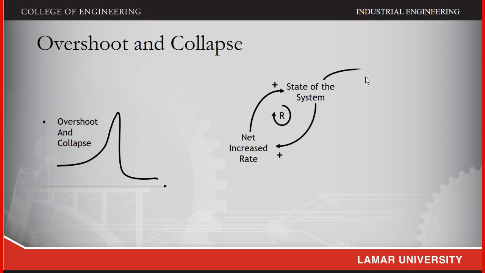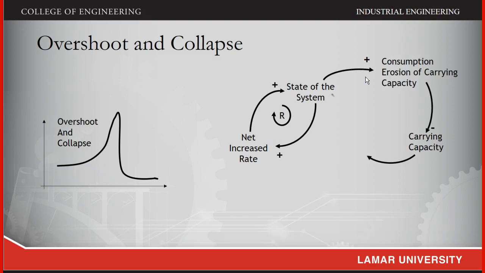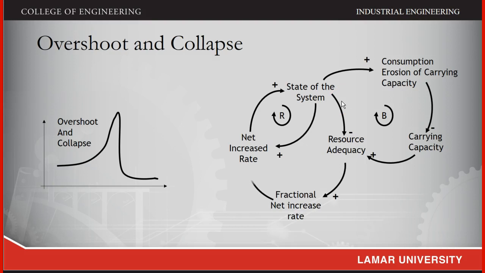But now the carrying capacity of the system is reduced by the state of the system. In other words, the carrying capacity is not sustained, and because of that we are losing carrying capacity in the long run, jeopardizing the possibility of the system to remain in the state in which it is. Once we have that, the resource adequacy goes down again, affecting the fractional net increase and the possibility for the system to grow.